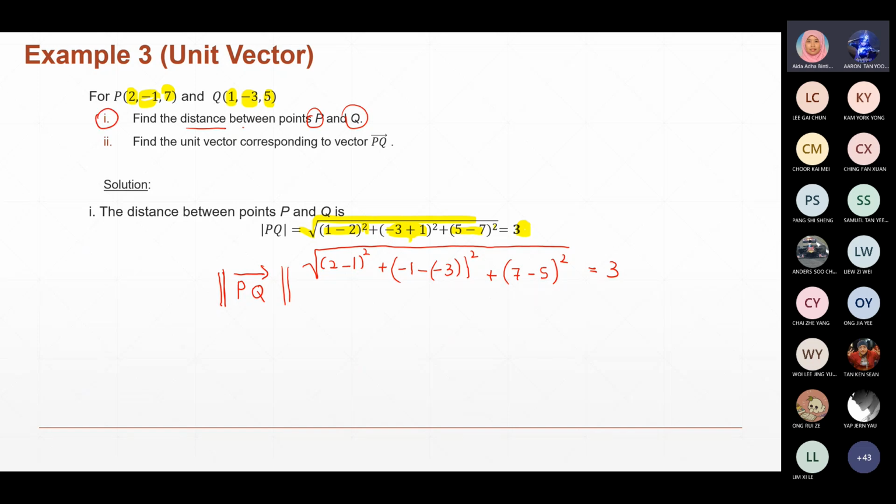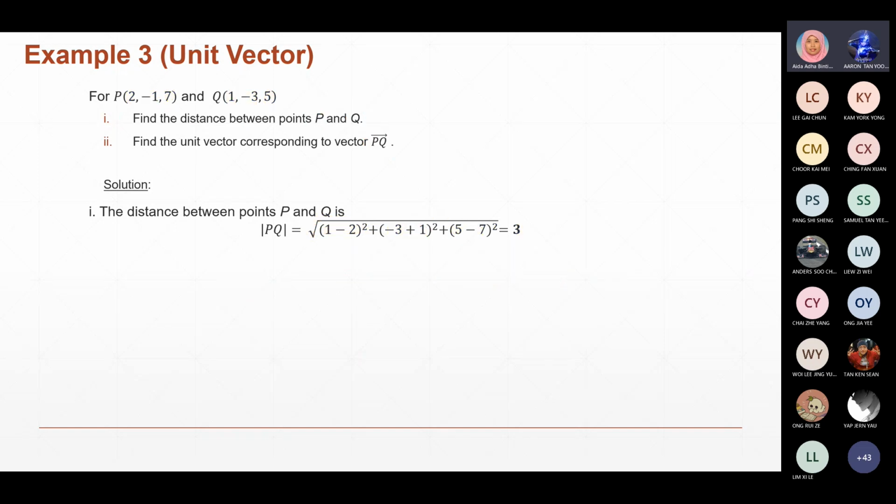So now this is Roman 1 this time. Next, the question asks to find the unit vector for this vector PQ. This is very important. The question will ask you to find the vector PQ. All right, before we find the unit vector, what is a unit vector?